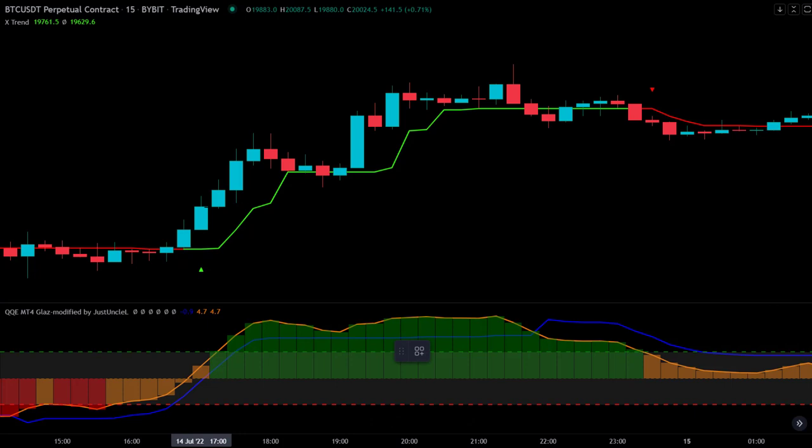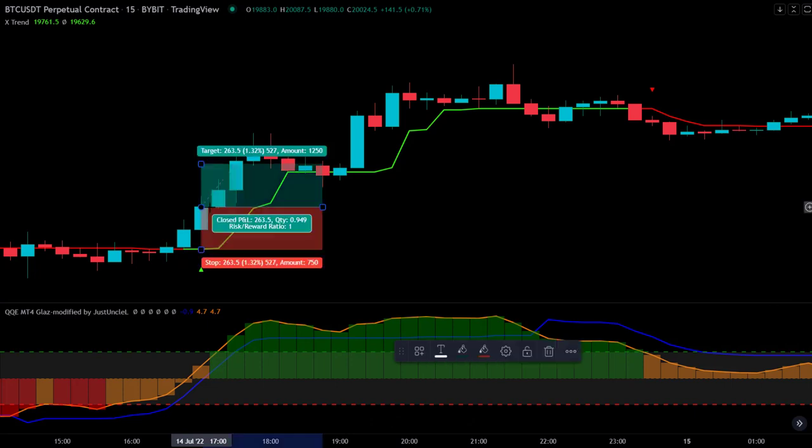Now, we're going to look at where exactly we set our take profit target and stop loss. The stop loss we put below the green line of the extreme trend indicator. So as an example, I open my position here at the opening of the new candle because all indicators indicate that, and I put my stop loss below the green line of the extreme trend.